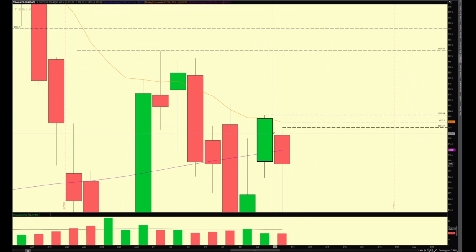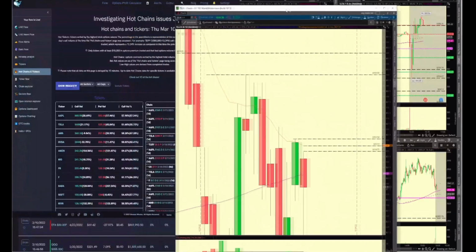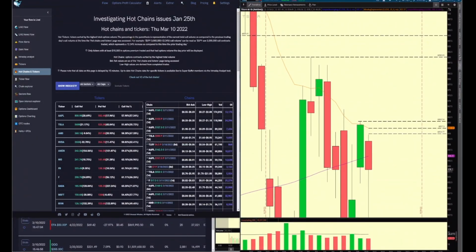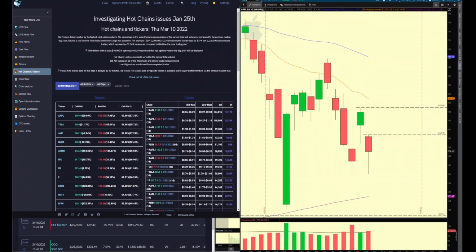So these are the little things that I'm paying attention to. Find a stock from the hot chains list and then make sure that it has a range. And if it checks off both the criteria, then you put it on your watch list for tomorrow. Okay, so that was looking at the hot chains section.